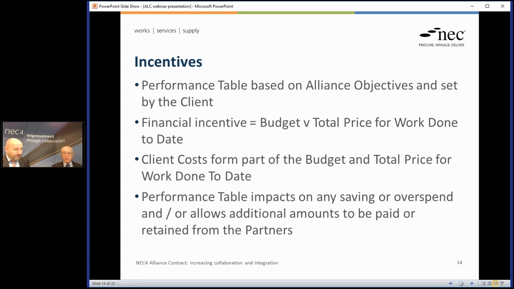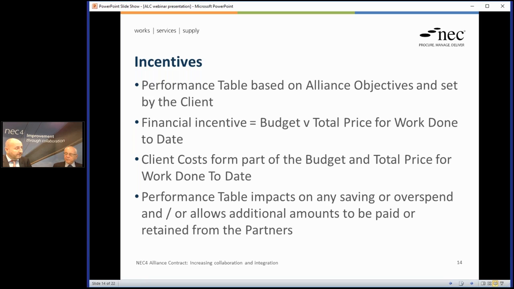Okay. And I think just one other point to mention in respect of this issue is that client costs, as we've already said, can form part of the Alliance budget and also a part of the Alliance cost, the total price for work done to date. So, the client can bring their costs into this calculation, encouraging obviously the partners then to try and reduce the client's costs, because they will maybe suffer a reduced return if they go up.